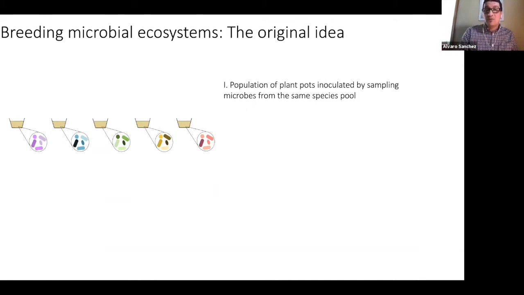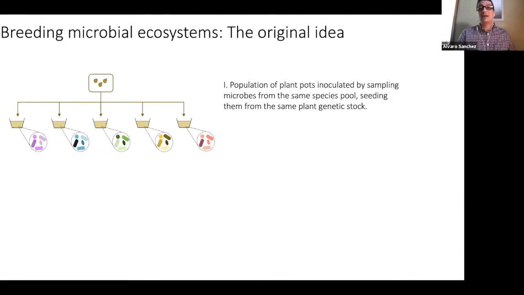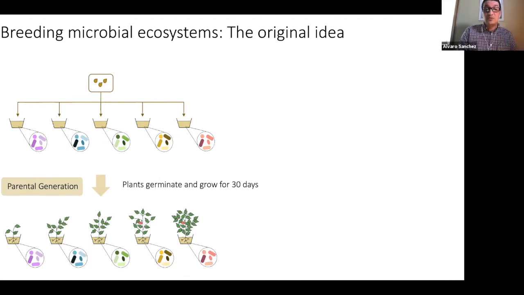And then in all those pots, they planted seeds that came from the same stock of seeds, right? So the seeds they were planting in all these pots were an inbred population of Arabidopsis. So there should be very little genetic variation in the seeds that were allocated to each pot. But the variation, however, should be coming ideally from the communities that were planted on each of the pots. Now, the seeds were allowed to germinate and grow for 30 days.